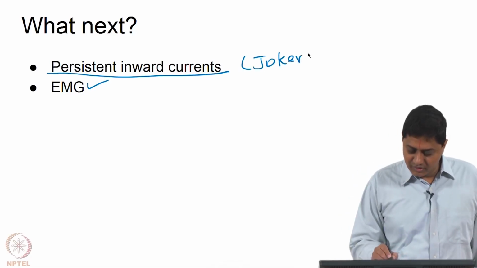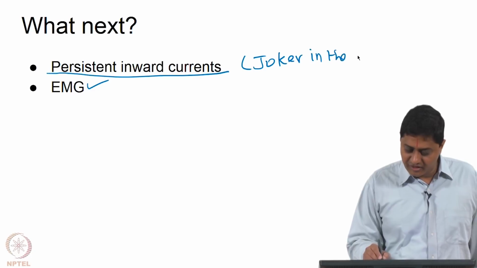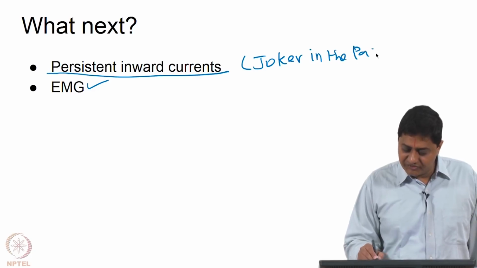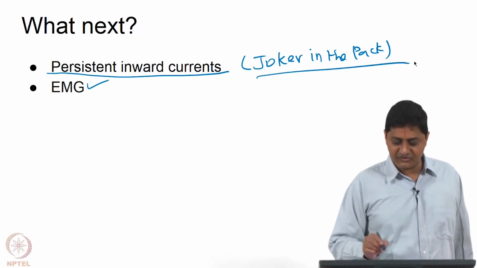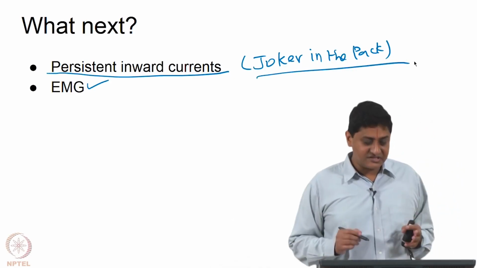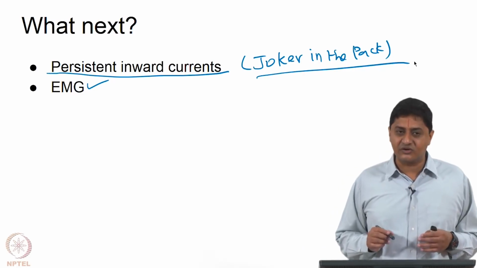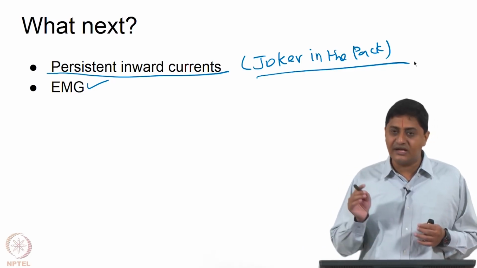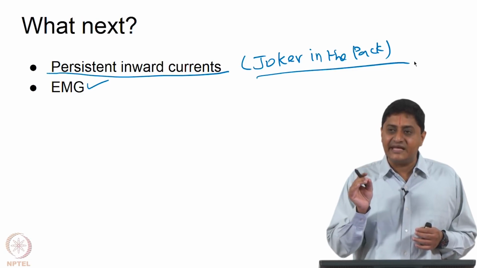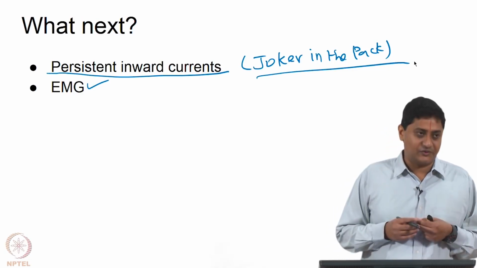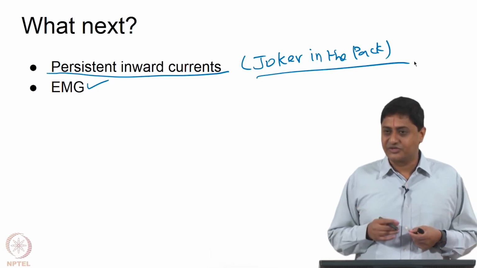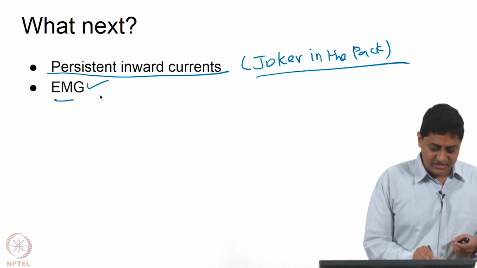So far so good, but what is not discussed is the important role of monoaminergic input from elsewhere in the system. So, this is the joker in the pack, persistent inward currents. We need to discuss its crucial role in adjusting the sensitivity or gain, or excitability, of the motor neuronal pool in future classes, and we will also discuss EMG.